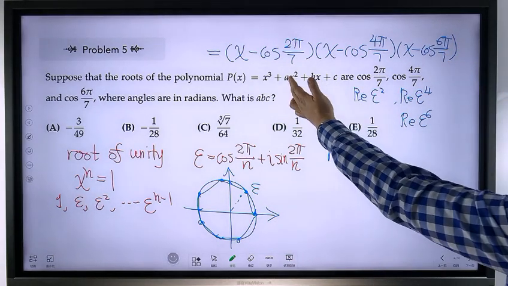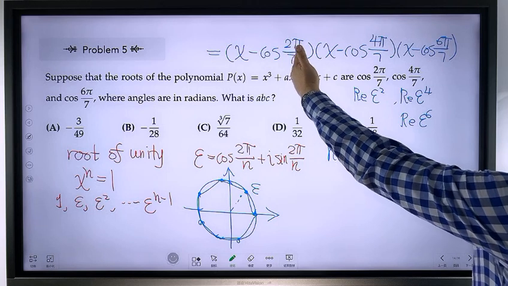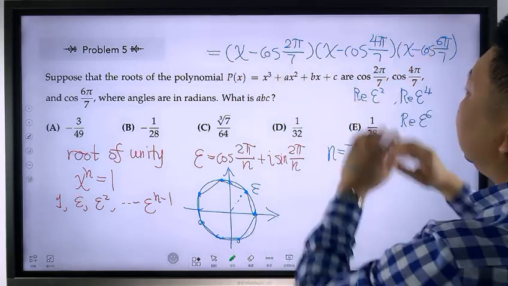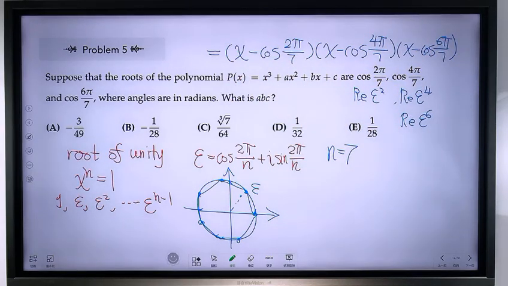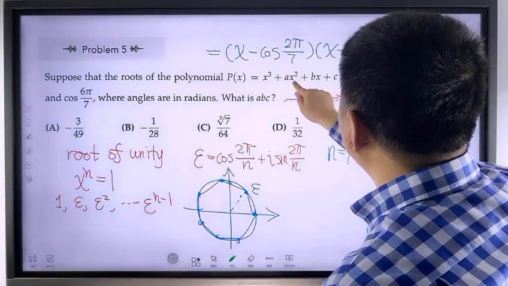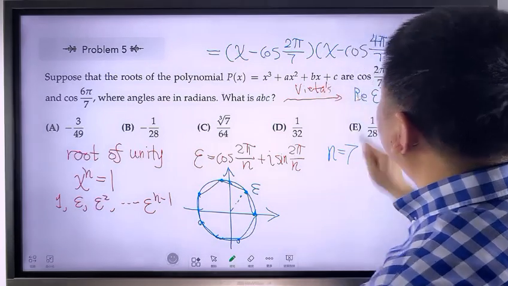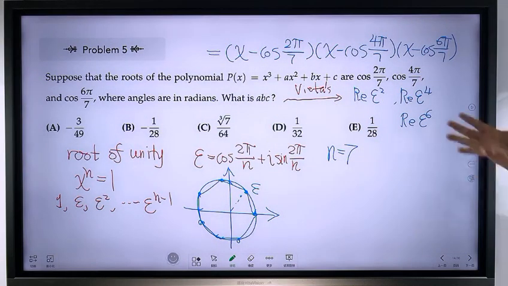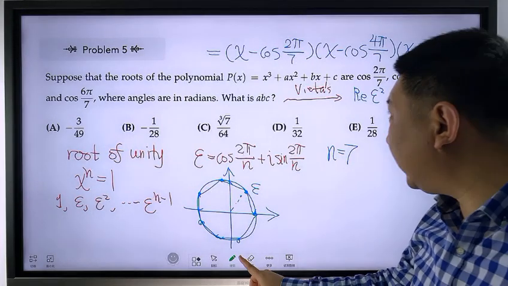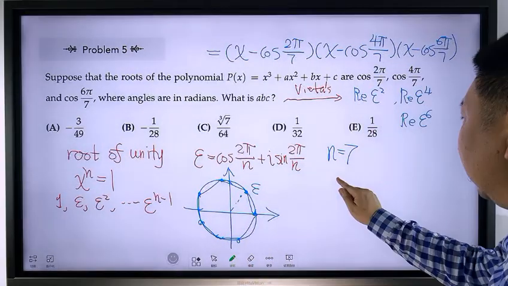Right? For example, what is the x squared term? The a would be negative cosine 2 pi over 7, minus cosine 4 pi over 7, minus cosine 6 pi over 7. Okay, so a would be that, and then b is the product of any 2 added up together. And also this is essentially Vieta's theorem, right? And so once you know that you can link a, b, c by Vieta's theorem, somehow we want to find the sum and the product of them, and then that can go back to that equation.